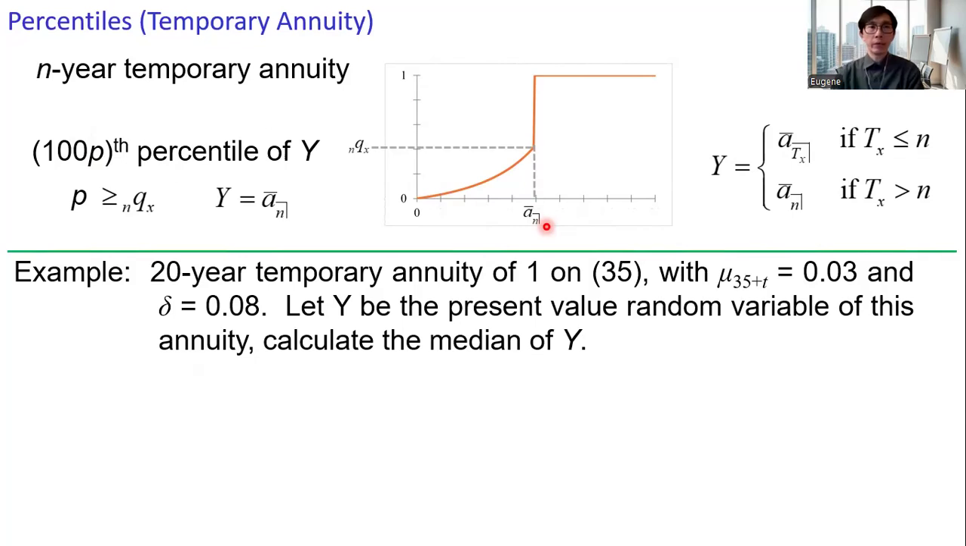Let's take a look at a relevant example. A 20-year temporary annuity payment of 1. Current age, the individual is at age 35. Mu is 0.03 and delta 0.08. Calculate the median of Y. That is the 50th percentile.